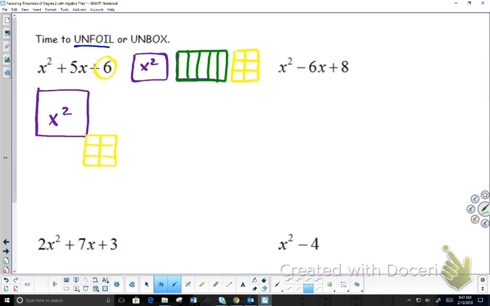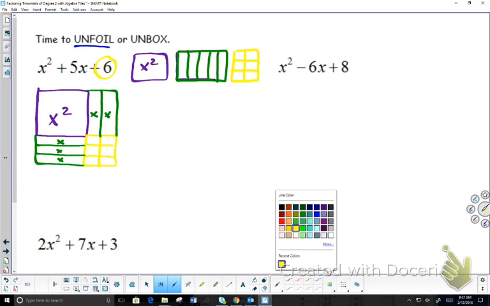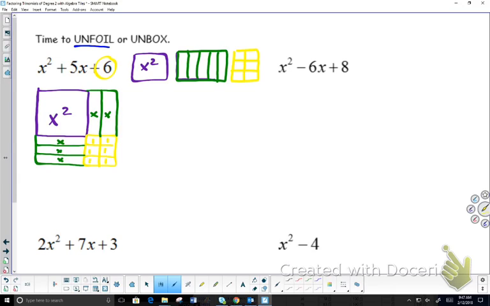Right here I've got 5 of these. Well, remember, it's going to make a rectangle, so there's going to be 2 right here. And then this over here, you'll notice I'm going to have 3 of these, okay? So that's an X, that's an X, that's an X, X, X. And then my yellows formed 1, 2, 3, 4, 5, 6, okay?